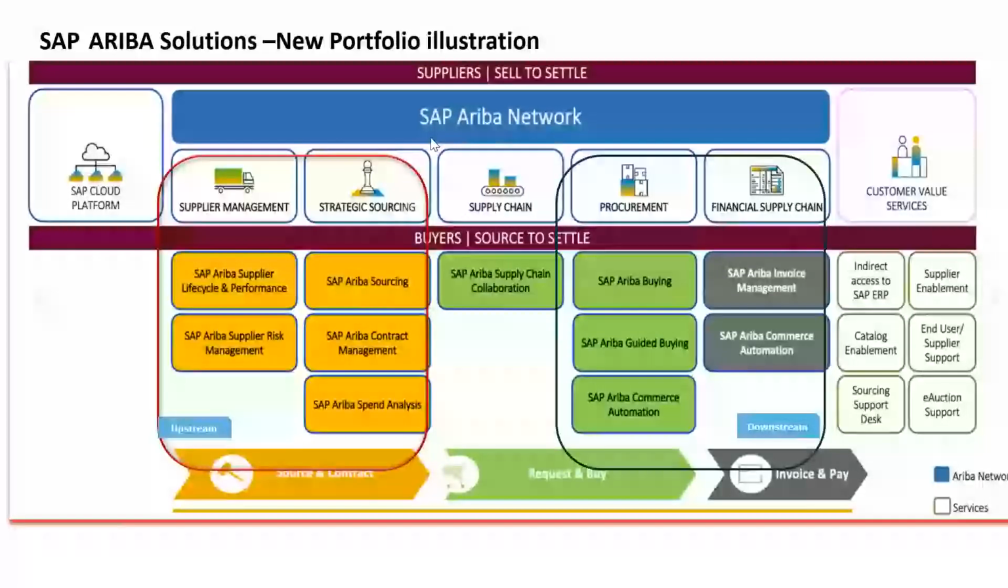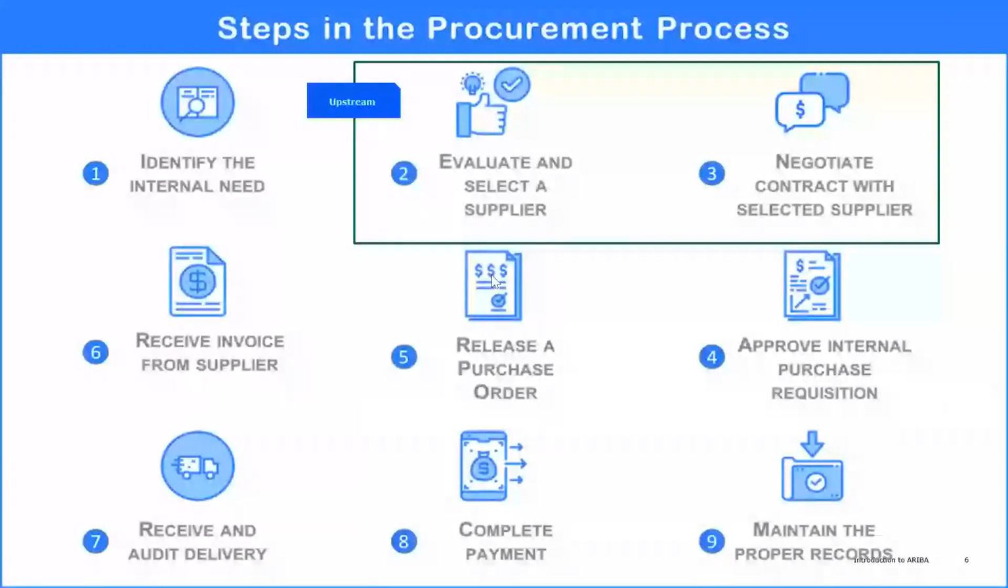So on the Ariba buyer spend management side, we have these upstream and downstream modules, and supply chain collaboration also. These are the different modules that Ariba has. This is the entire life cycle in Ariba that we would be doing. How you do your sourcing activity is nothing but your step 2, and how you create your contracts is nothing but your step 3.